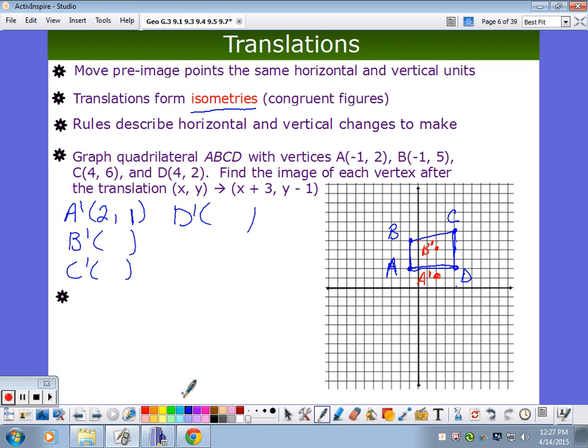B, again, add 3 to the x, -1 plus 3, that's also 2, and then subtract 1 from the y. So there's the 2, 4, so I can check that here, right? And then C, D, add 3 to 4, is that 7? 7 and a 1. So hopefully I got those right. Let me graph them now. 1, 2.